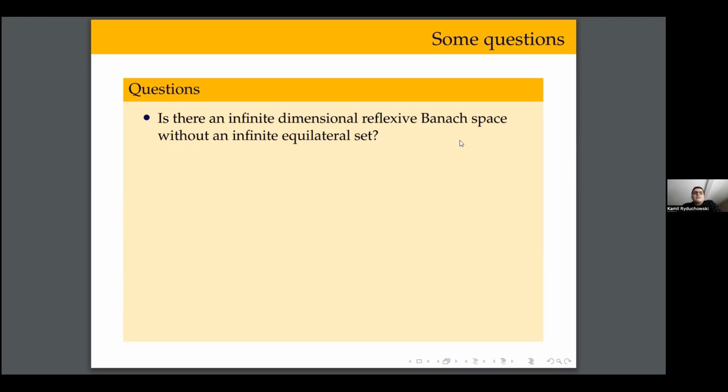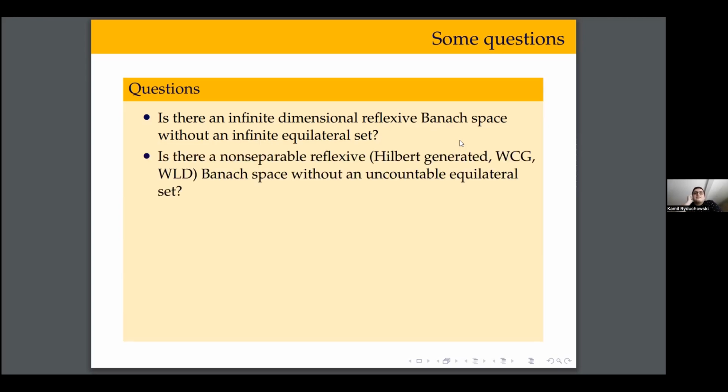And the other question is, is there a non-separable reflexive, or Hilbert generated, or weakly compactly generated, or weakly Lindelof determined Banach space without uncountable equilateral sets? So obviously our results yield that consistently yes, but what happens in ZFC alone?